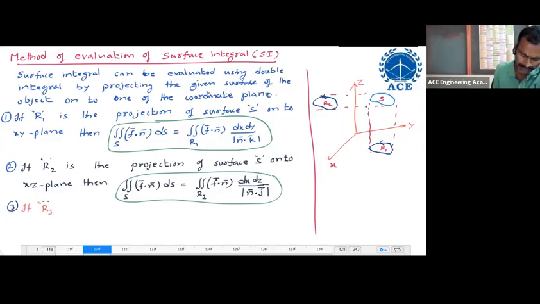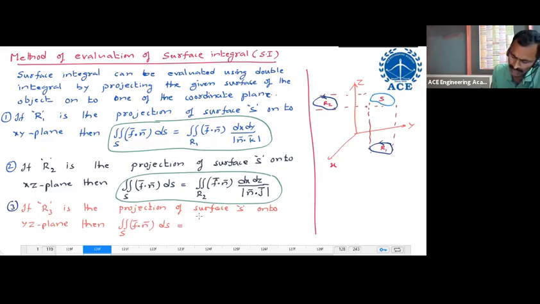If R3 is the projection of surface S onto the YZ plane, then the double integral over S of F bar dot N bar ds equals the double integral over R3 of F bar dot N bar on the YZ plane, no X. So on the YZ plane, we write the ds as dy dz divided by the modulus of N bar dot I bar in place of X.